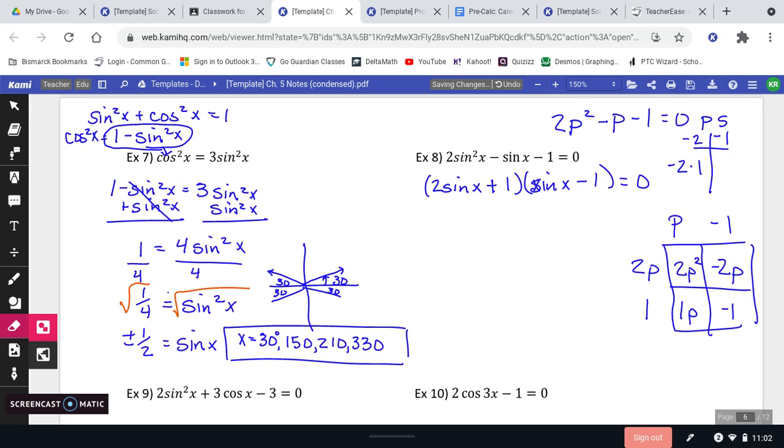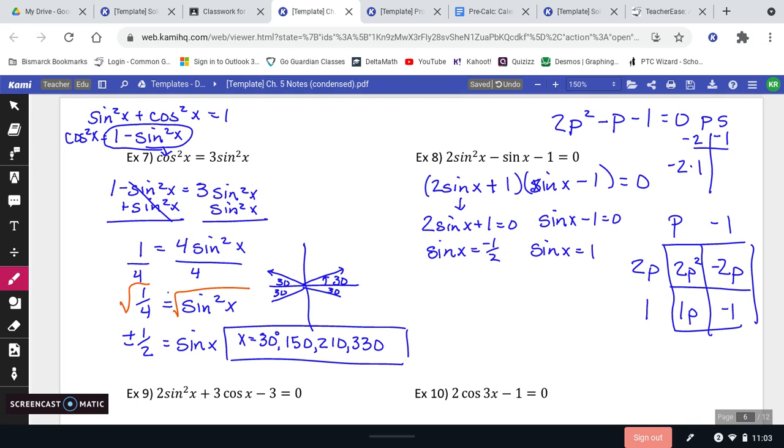On these, there's not very many options when you go to factor it, so I just kind of throw it in, and then I'll mess with it a little bit and find the factors that I like. So here it's going to be 2 sine x plus 1 equals 0, so sine x equals -1/2. And then sine x minus 1 equals 0, so sine x equals 1.